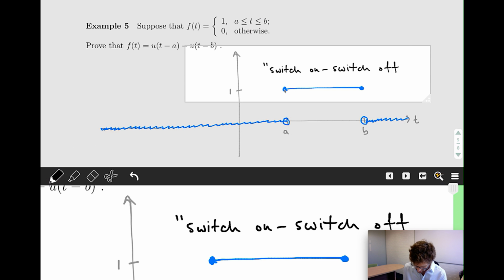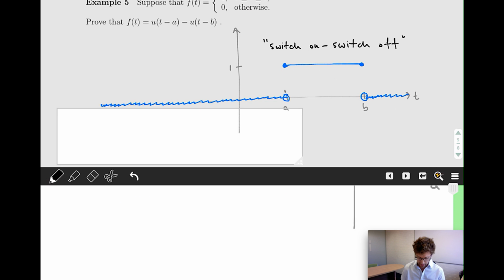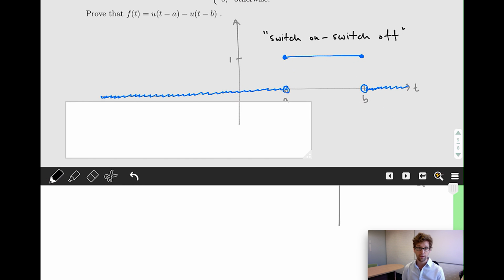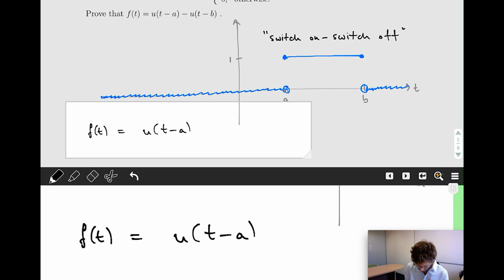So this is going to be really useful for defining functions that are discontinuous, that are 0 for a long time and then suddenly appear and then go away again. So let's see what the Heaviside function representation of this switch on, switch off function is. So what I'm going to do is write this as f of t is equal to u of t minus a minus u of t minus b.